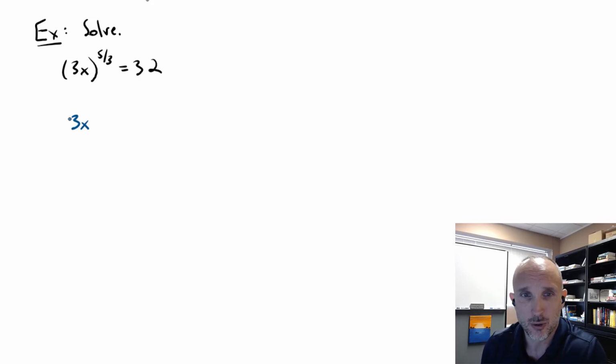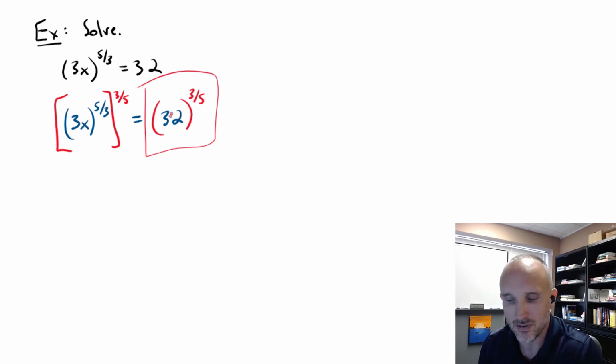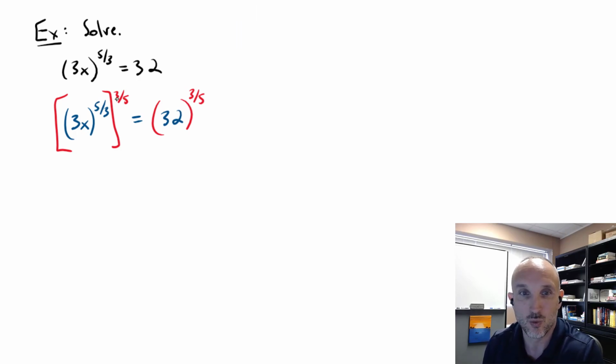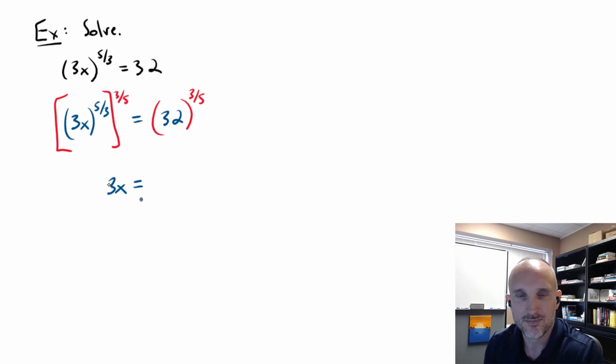If I want 3x to be raised to the first power, so we don't have to write a power at all, then I need to take 3x to the 5/3 and raise it to the reciprocal power, 3/5. And if I do it on the left side, I have to keep it balanced by doing the same exact thing to the right side. And understand that 32 to the 3/5 power is just a number. But over here, 5/3 times 3/5 is 1. So we just get 3x on the left side.